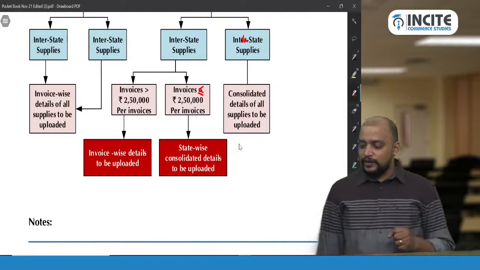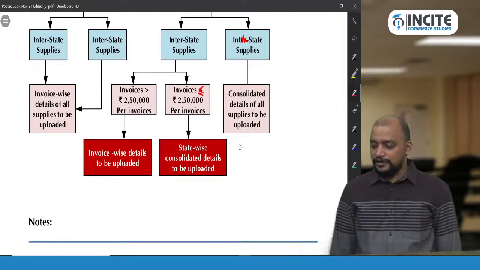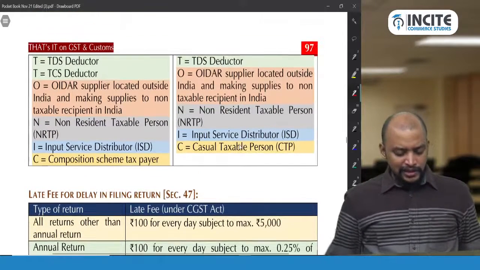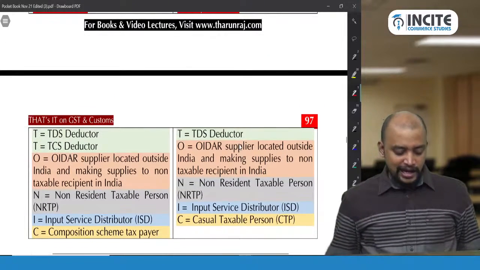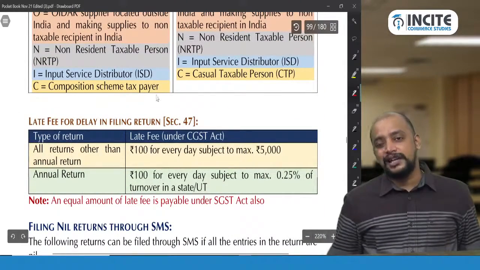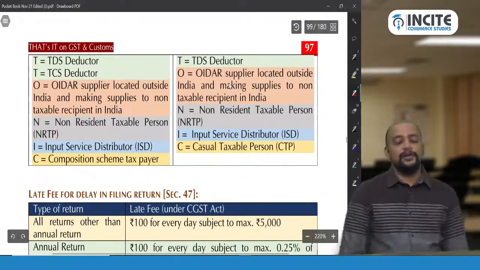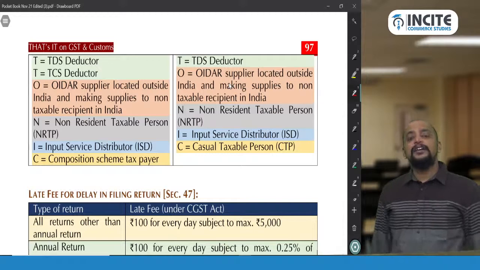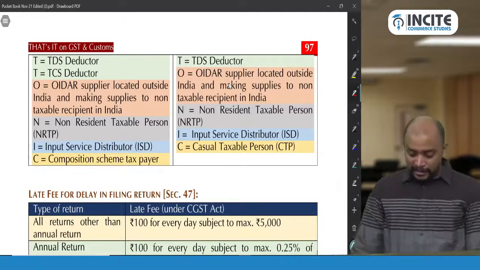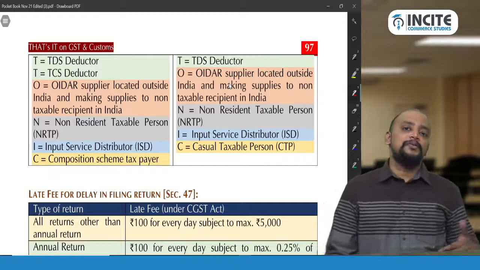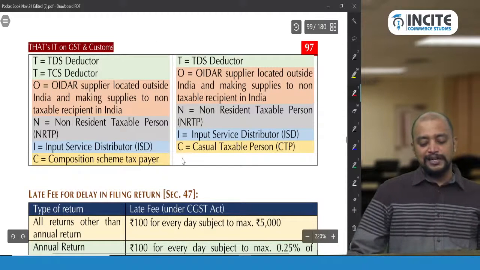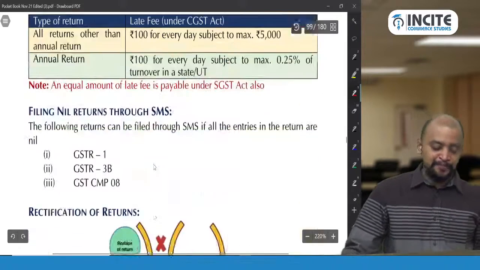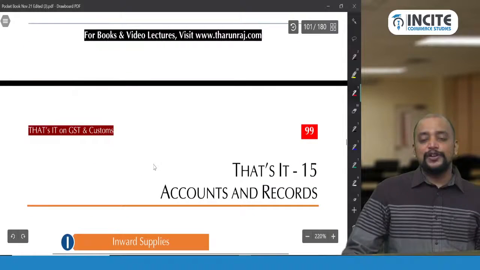Then, in the table, the letter C is also different, right sir? For the casual taxable person only. Correct, here C will be the casual taxable person, and for the composition scheme dealer it is different. You are right, because a casual taxable person is required to file GSTR 1 and GSTR 3B, but a person opting for the composition scheme is not required to file GSTR 1 or 3B; they will be filing CMP 8. So the C is also different: here C for casual taxable person annual return, there C for composition scheme taxpayer. So that is with respect to returns.